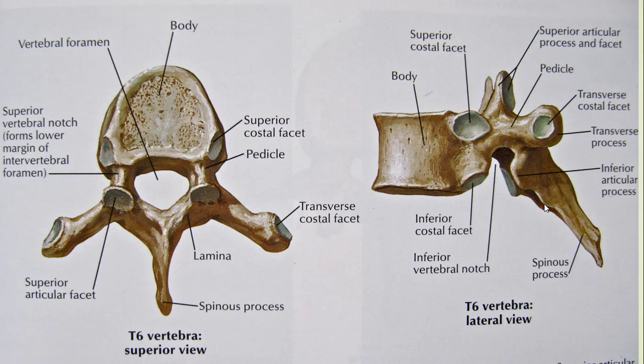Then on each side of the vertebral arch, the transverse process extends laterally from the region where the lamina meets the pedicle, and from the same region a superior articular facet and an inferior articular process articulate with similar processes of the adjacent vertebra.